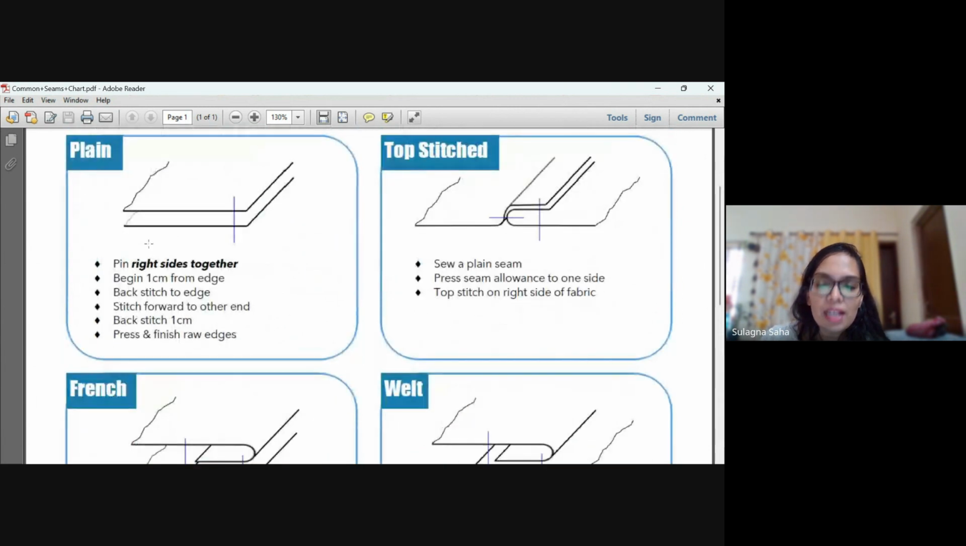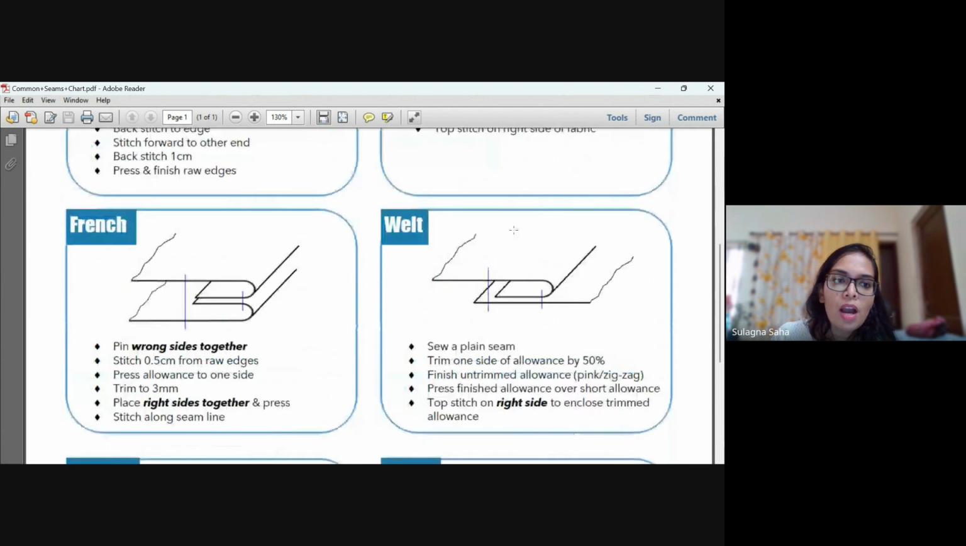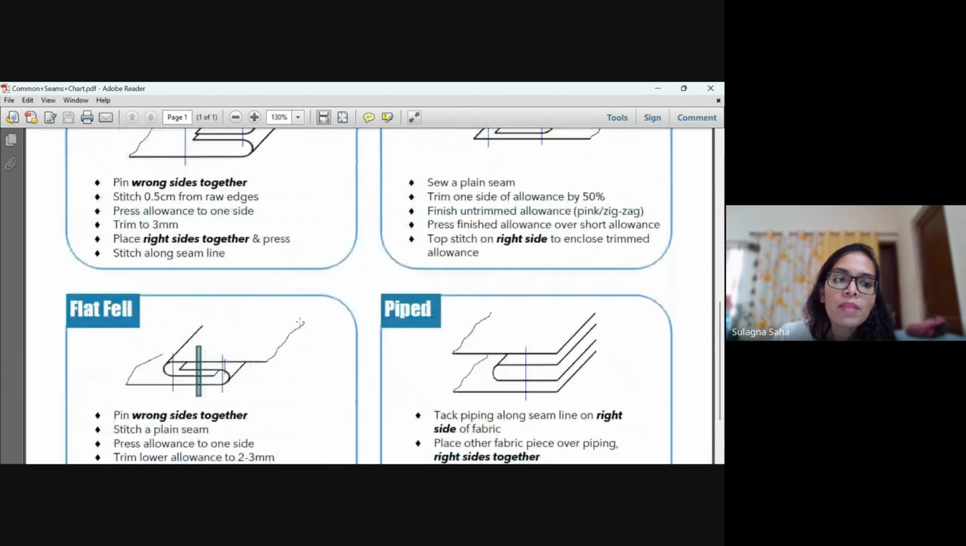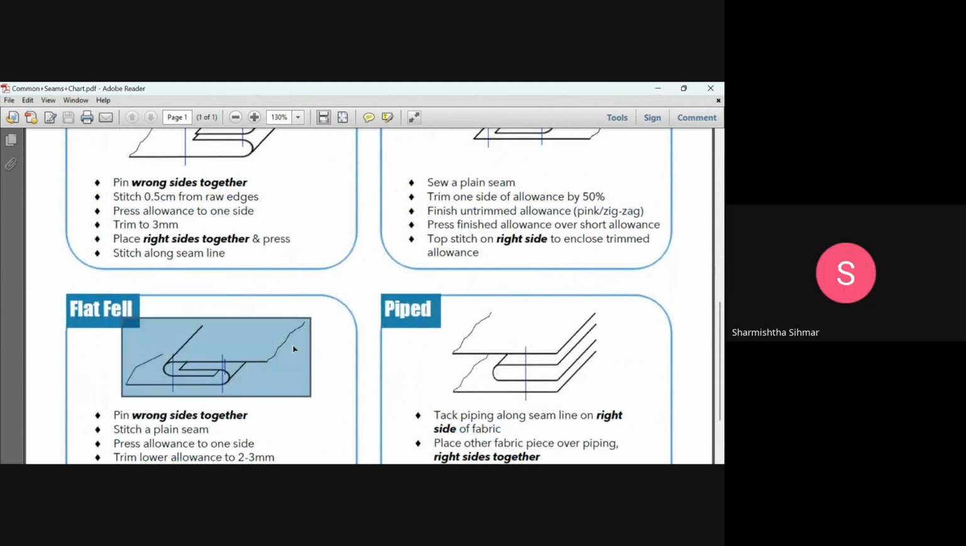As an assignment, I want you to do the first five, not the piped seam, but the first five. I asked you to source 10 swatches, five, for 5 seams, 10 by 10 swatches. So the first one you'll do is a plain seam. Next, you'll do a top stitch seam, a French seam, a welt seam, and a flatten fell seam. Is this clear? Yes, ma'am.